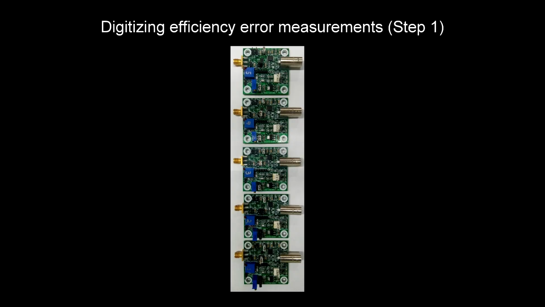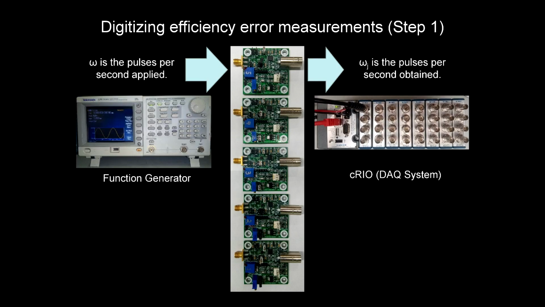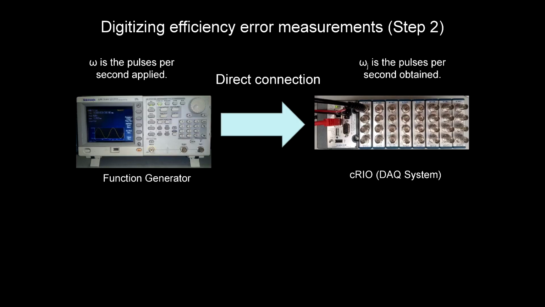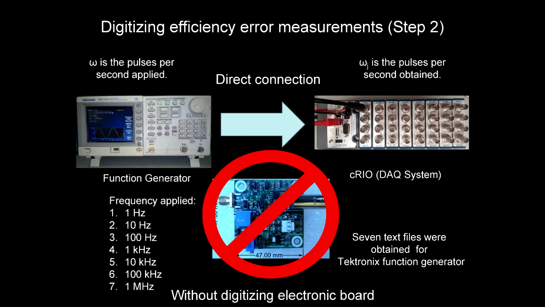The first one is to measure the digitizing efficiency error of 5 digitizing electronic boards. The second one is to measure the digitizing efficiency error of the Tektronix function generator for comparison purposes.